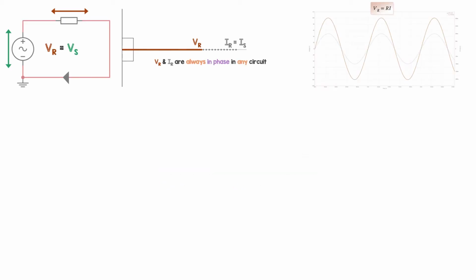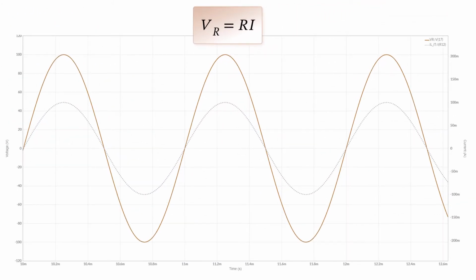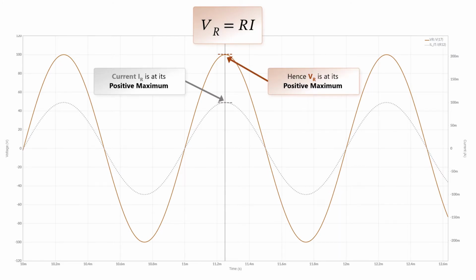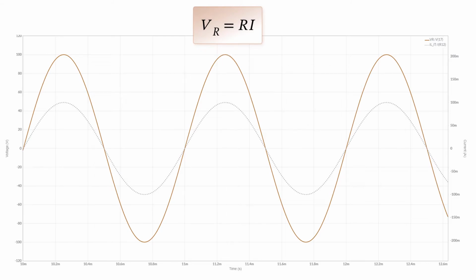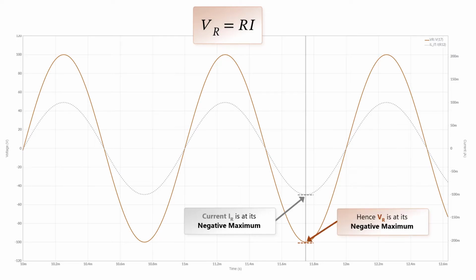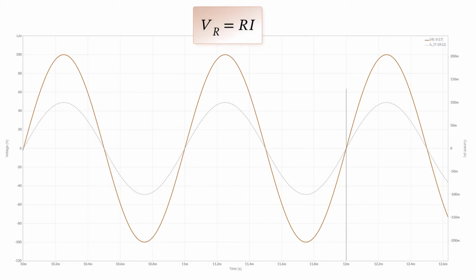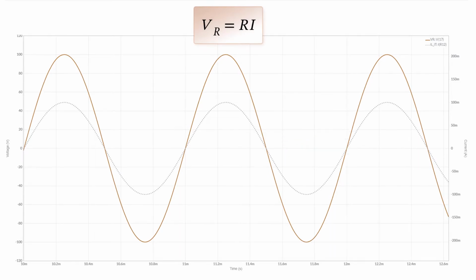Voltage and current are always in phase in any circuit for a resistor, and we'll look at the waveforms. From Ohm's law, we know that the voltage across a resistor is equal to the resistance times the current. We zoom in here, and at all points, the voltage and the current are at the same part of their cycle. Here, VR and IR are 0. At this point, they're both at their negative maximum value. There's no phase difference. And again, VR and IR are at 0 here. They're always in phase in any circuit.